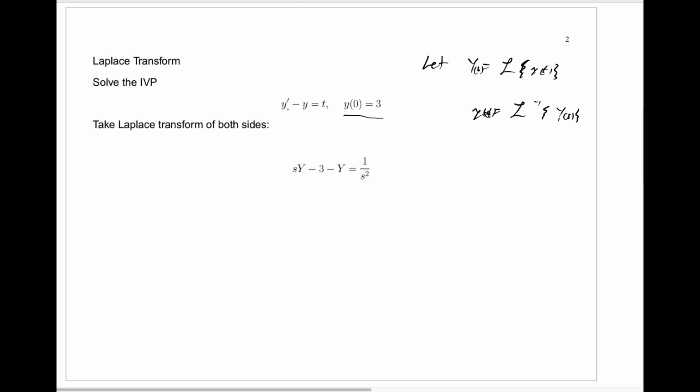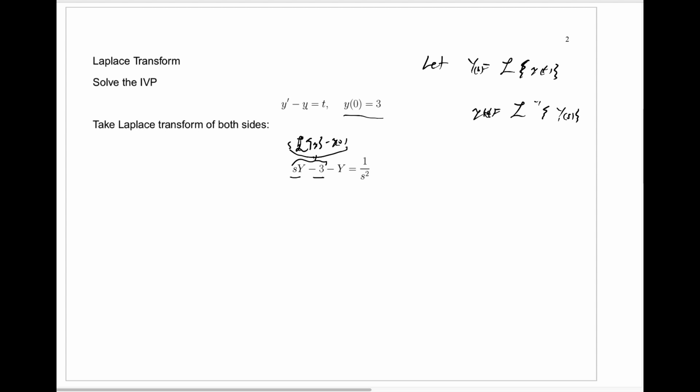Now, what do we do? If y prime minus y is always equal to the function t, then we take the Laplace transform of both sides. Well, what's the Laplace transform of y prime? That's exactly s times the Laplace transform of y minus the value of y of 0. So this is s times the Laplace transform of y minus y of 0. That's all this piece here.